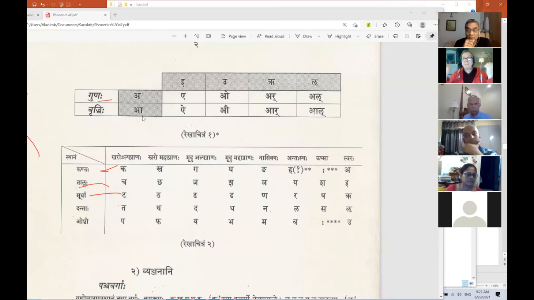And E and O are produced sounds. We call them guna and vriddhi. Panini describes them in a nice way in a sutra. He avoids R and Al. He just says that guna is A, E, O, and vriddhi is Ai, Au.